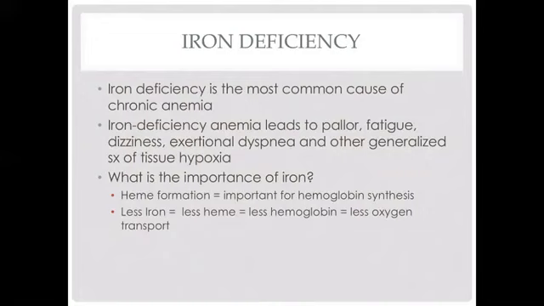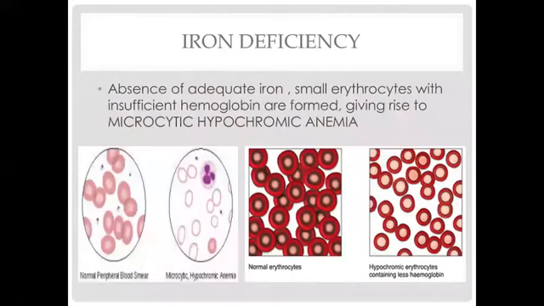That's why during iron deficiency anemia, there is less oxygenation that leads to paleness, fatigue, dizziness, dyspnea, and other generalized symptoms of tissue hypoxia. Also, in iron deficiency, absence of adequate iron can cause what we call microcytic hypochromic anemia. Microcytic because it's smaller than the normal red blood cells. Hypochromic means pale, or less chrome.